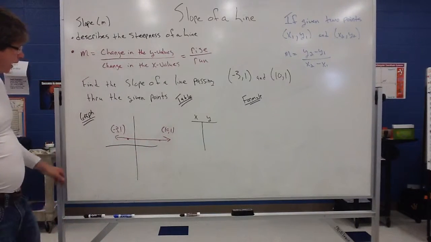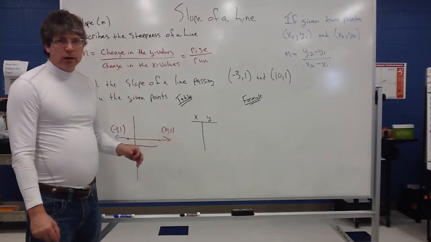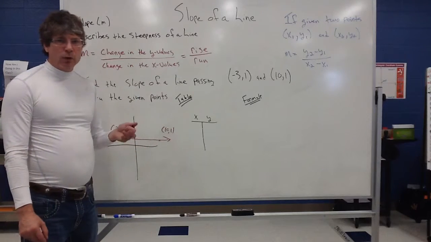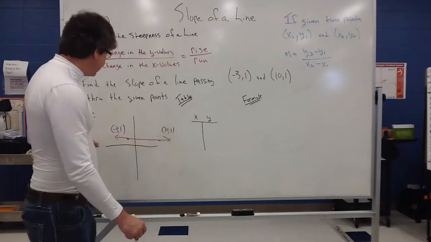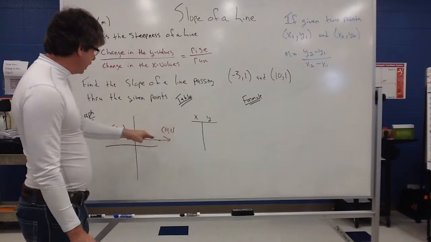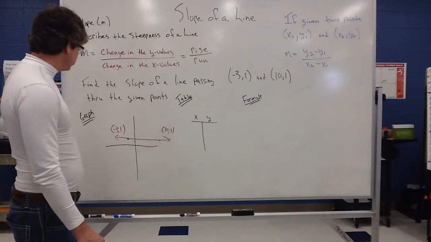So through my sketch, I can pick up that this is a horizontal line. And from our discussions, we said a horizontal line has a 0 slope. So if I recall that, we can just write down 0 slope. So a flat line is 0 slope.